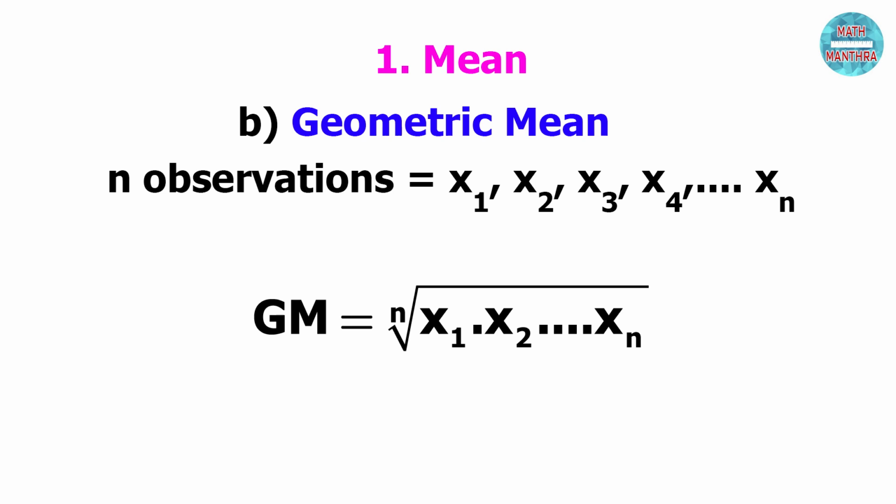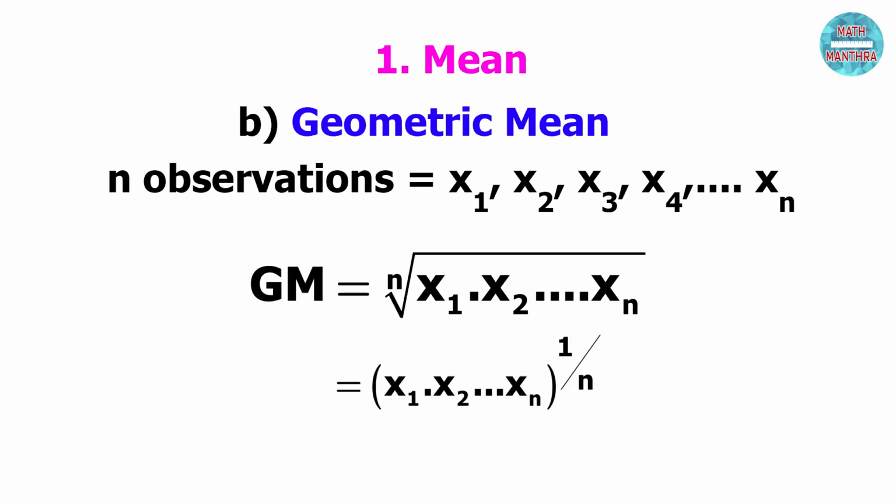Suppose again we have n set of observations, x1, x2, etc., xn. The formula is given by the nth root of the product of the observations, written as x1 into x2, etc., up to xn, whole to the power 1 by n. Now, here also, as I have discussed in the previous case, we have a similar application for certain data.